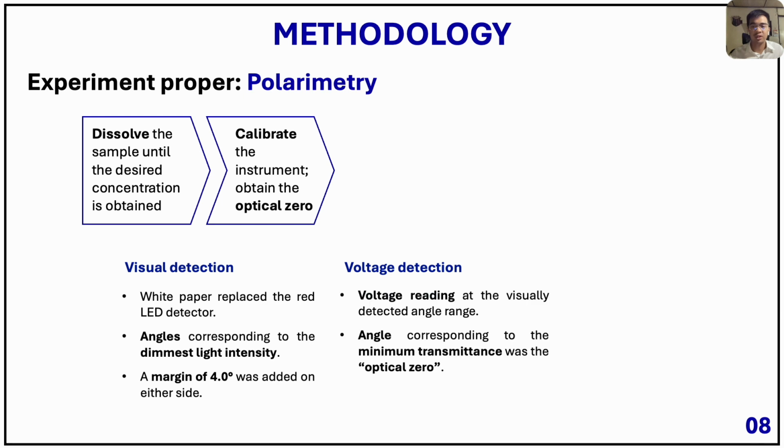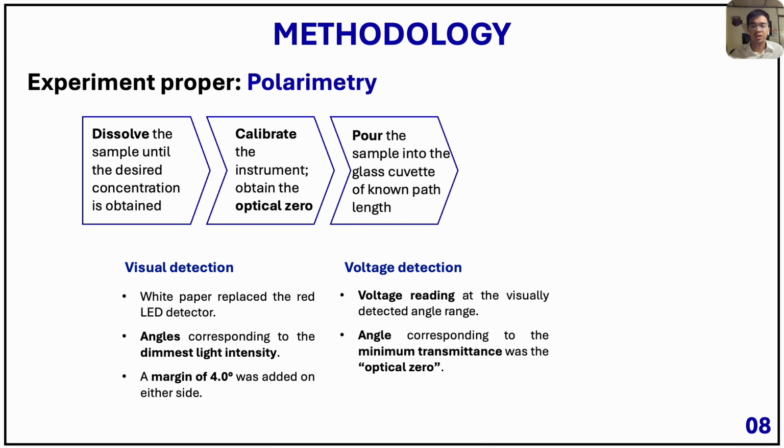For voltage detection, the voltage reading at the midpoint of the visually detected angle range was initially recorded. Then, incremental adjustments of 0.5 degrees were made on both sides while monitoring the voltage displayed on the multimeter. The angle corresponding to the minimum light transmittance was identified as the optical zero.